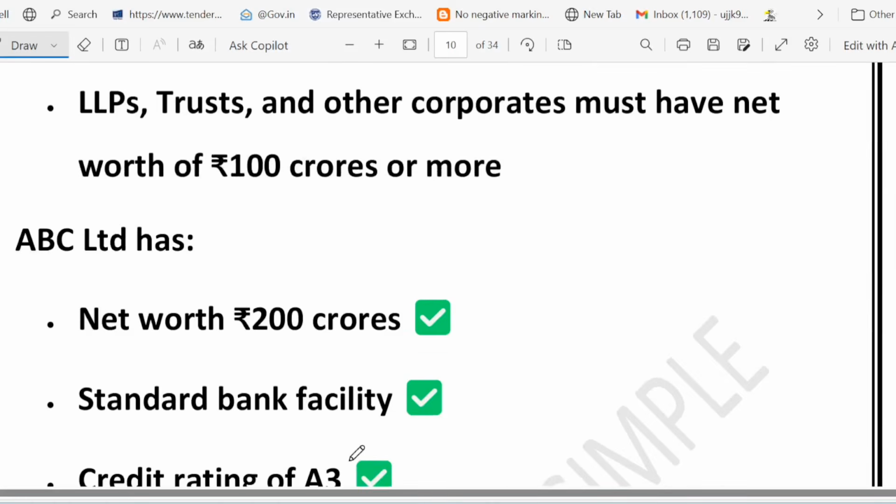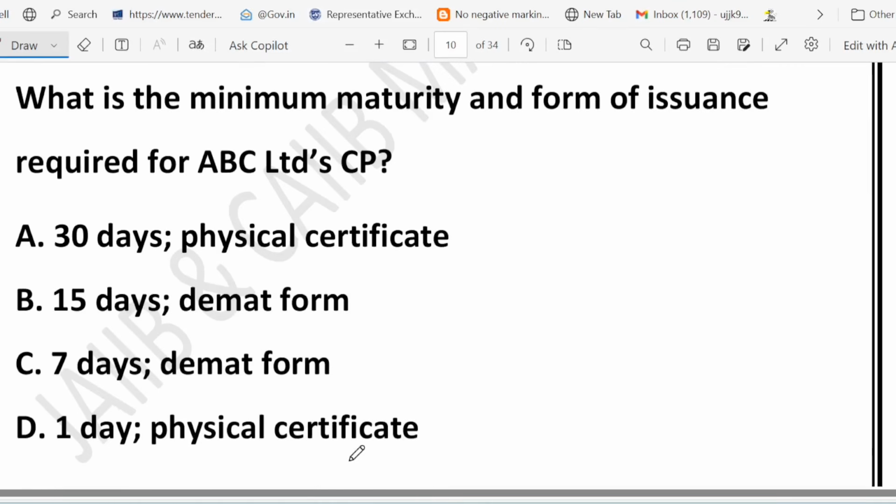Now friends, have a look at the next question. This question is also related to the same case study. It is asking, what is the minimum maturity and the form of issuance required for ABC Limited CP? CP means commercial paper. Option A, 30 days physical certificate; option B, 15 days demat form; option C, 7 days demat form; option D, 1 day physical certificate.